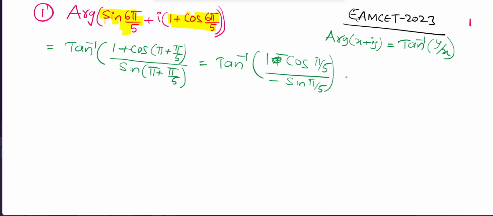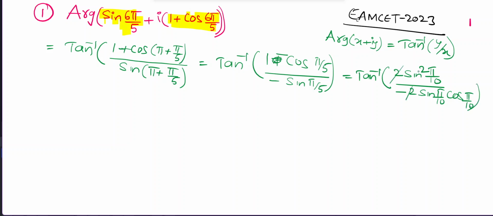So that is tan inverse of (1 − cos π/5) by (−sin π/5). Using the formula 1 − cos 2θ = 2 sin² θ, this is 2 sin² π/10, and sin π/5 is 2 sin π/10 cos π/10. Here 2 cancels, and sin π/10 cancels. So that is tan inverse of minus sin π/10 by cos π/10, which is tan π/10.